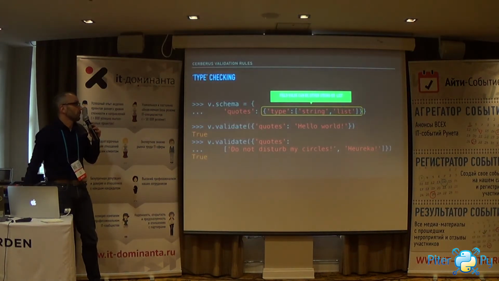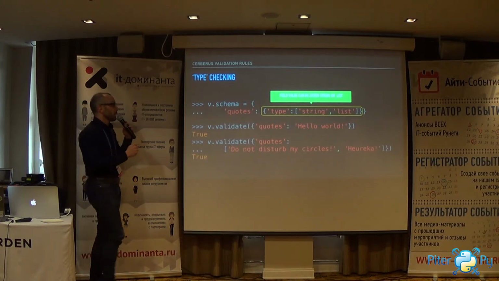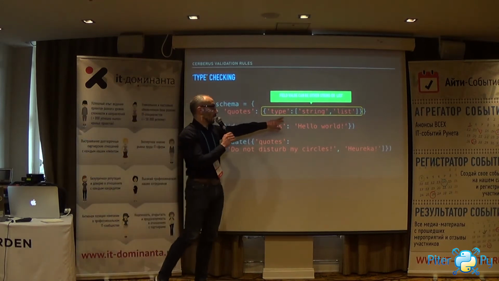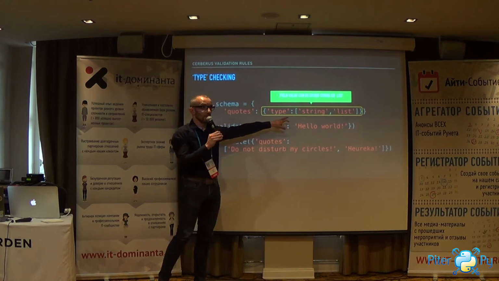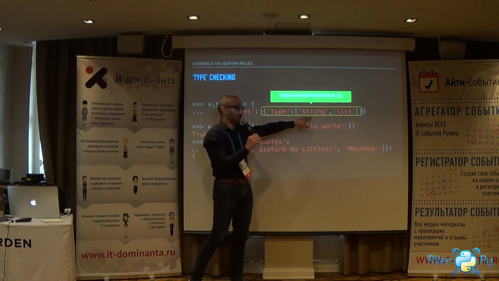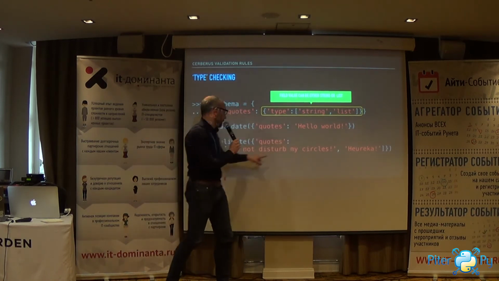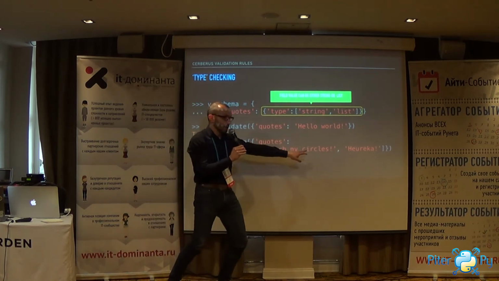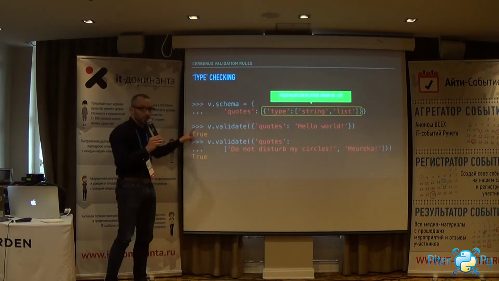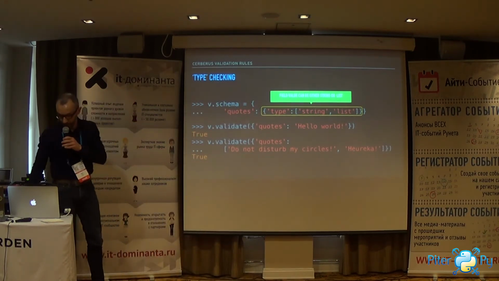Validation rules, so real quick, we already saw the type validation rule. The nice thing is that you can also provide a list of types, so these fields can be both a string or a list. Here quotes is a string, here it is a list of strings, and both validate to true because of that rule.